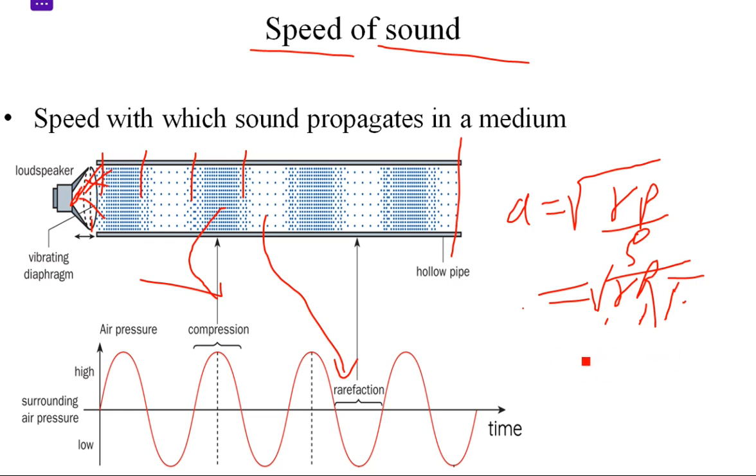For air, which is also considered to be a calorifically perfect gas, gamma is equal to 1.4, and R is equal to 287, and temperature is measured in Kelvin at a given altitude. As we move away from the surface of the Earth, the values keep on changing.